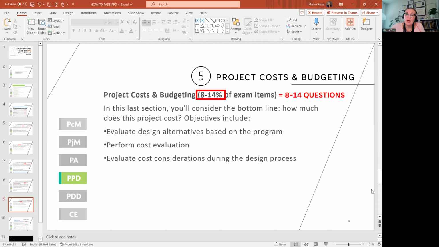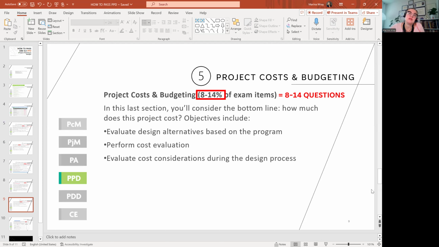Section number 5 is about project costs and budgeting. This is a smaller section, between 8 and 14%, or 8 to 14 questions, but don't undervalue this. It's a very important thing, and budget is a decision-making concept that you will have to deal with in any project. Here you'll consider the bottom line. How much does this project cost? And there are 3 objectives.